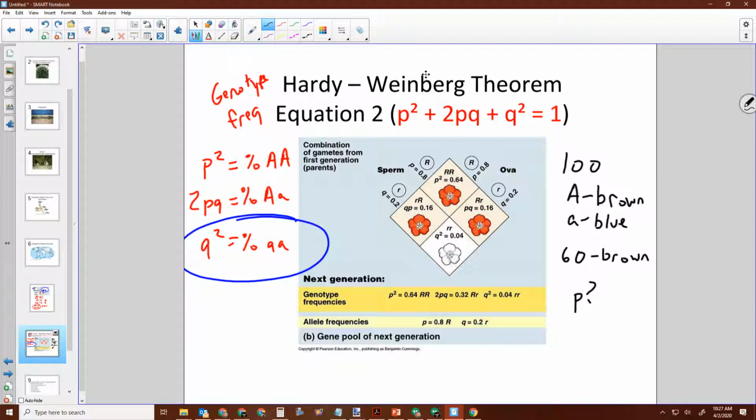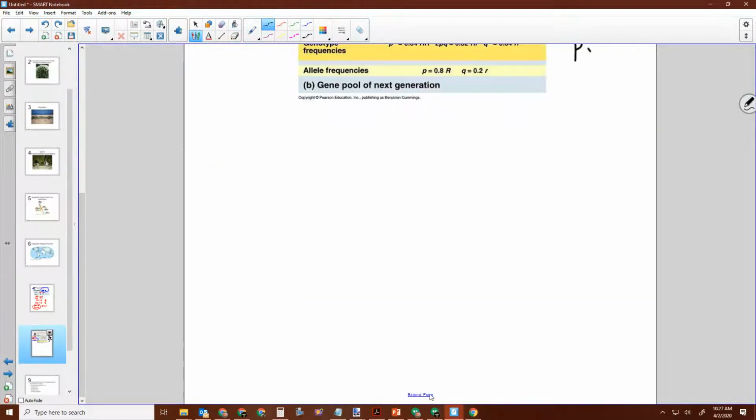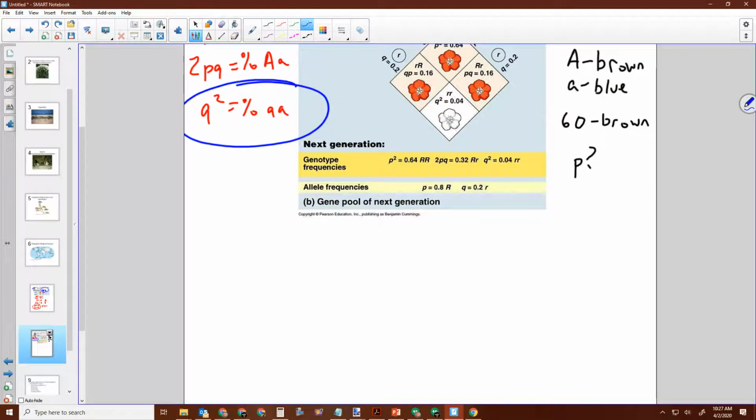Well, people with brown eyes can have one of two genotypes, right? They could be this or this. And so then you have this hard thing to do. You have this really crazy algebra to do. And we don't want to do crazy algebra. We want to keep it simple. And so here's the way we're going to keep it simple.